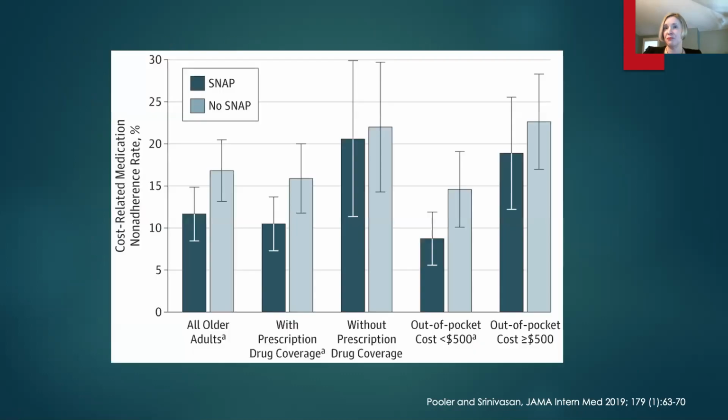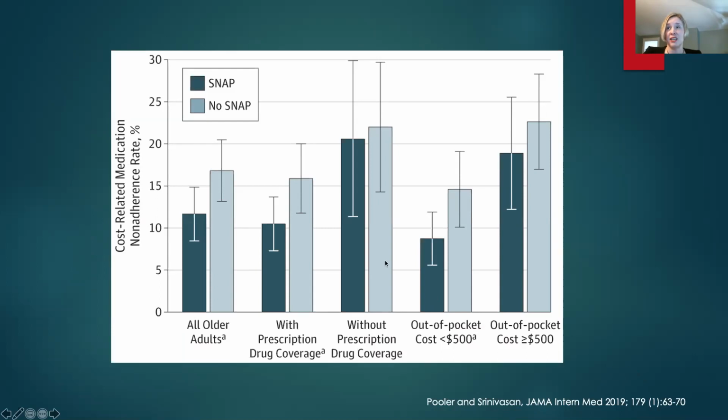And so what they found was that cost-related medication underuse was about 5% lower in the group that received SNAP benefits versus the group that was not receiving SNAP benefits. And you can see that here in the group of all older adults.